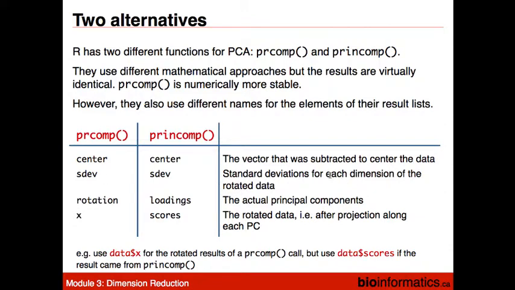The standard deviations for each dimension of the rotated data basically tell you how much variance is explained by one of the principal components. What prcomp calls rotations, or what princomp calls loadings, are the actual principal components. So these actual principal components are vectors that have the same length as the number of dimensions. And they basically say how much each original dimension contributes to the new vector.